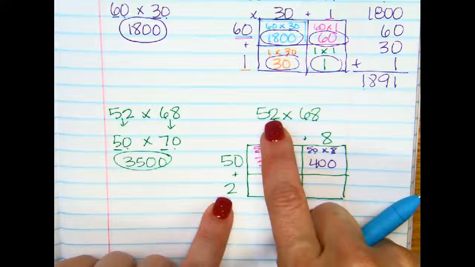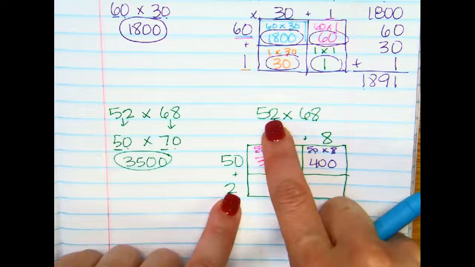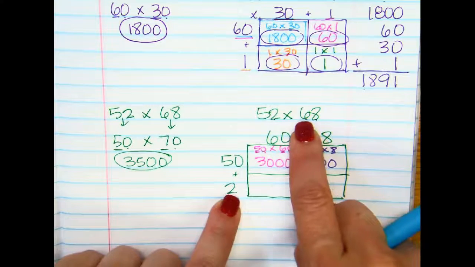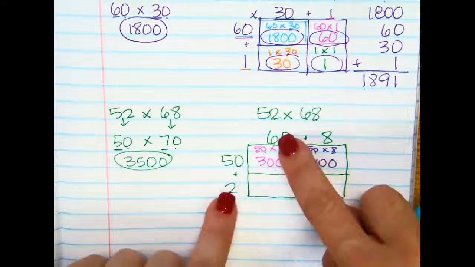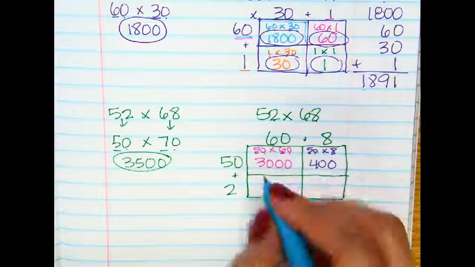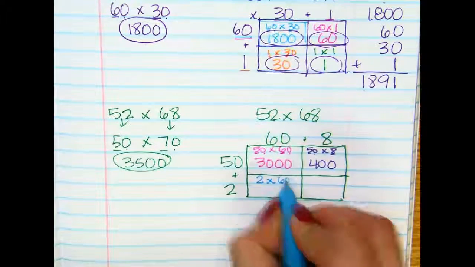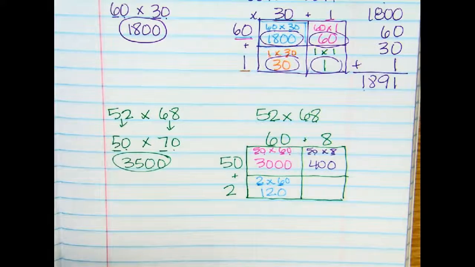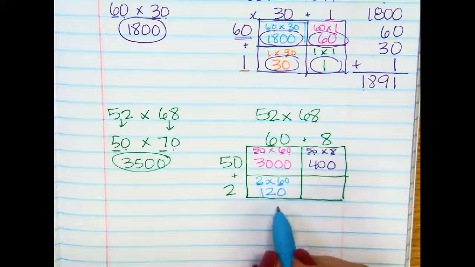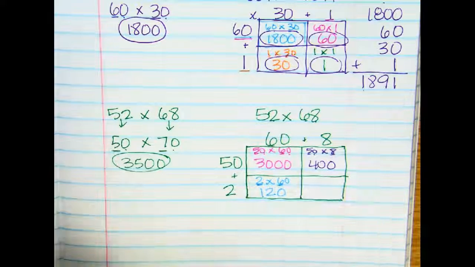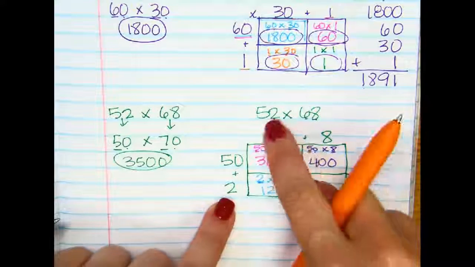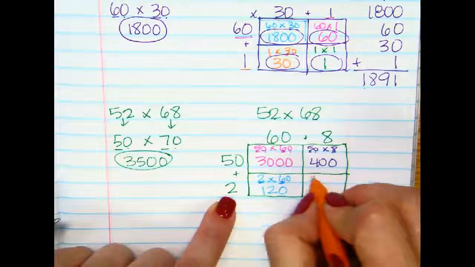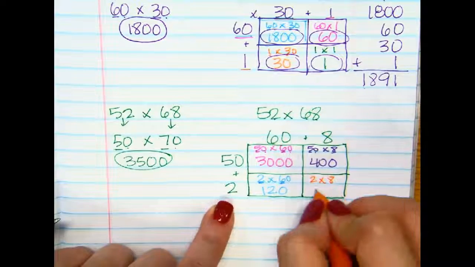Okay, now we're multiplying the value of this 2, which is just 2, times the value of this 6 in this factor, which is 60. So it says right here, 2 times 60, and that's the box where we will meet. Our basic fact is 12, with a 0. So that's 120 will go in that box. And then we have our ones places multiplied together. The value of the 2 times the value of the 8, which is 2 times 8, which is 16.